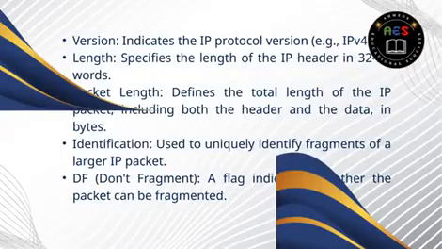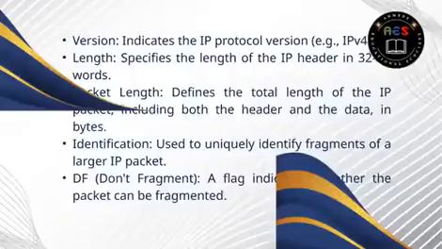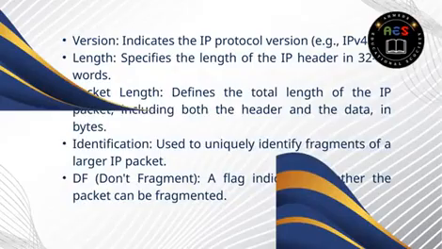Then there's packet length, which is the total size of the entire IP packet, including both the header and the data, measured in bytes. This is crucial for ensuring that packets are transmitted correctly and reassembled properly. Moving on, we have identification. This field is used to uniquely identify fragments of a larger IP packet. When a packet is too large for a network segment, it gets broken into smaller fragments, and this ID helps reassemble them at the destination.